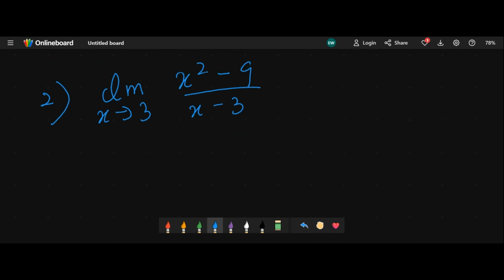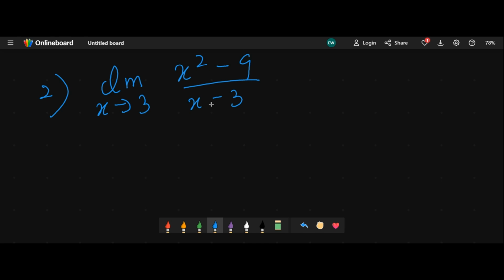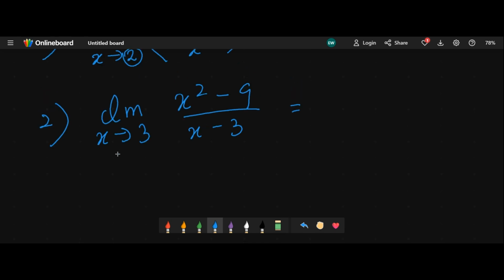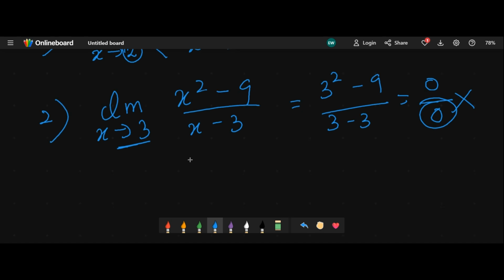What I told you: first, substitute that value and see whether you are getting an answer or not. If you put x approaches 3, so 3 squared minus 9 divided by 3 minus 3. 3 squared is 9, so 9 minus 9 is 0, divided by 3 minus 3 which is 0. Here is the problem, right? If you substitute 3, you are not getting an answer. You can't divide a number by 0. So basically you can't do this. This function doesn't exist at x is equal to 3.